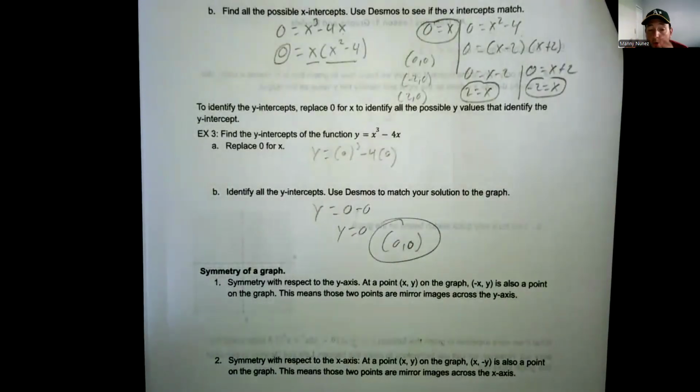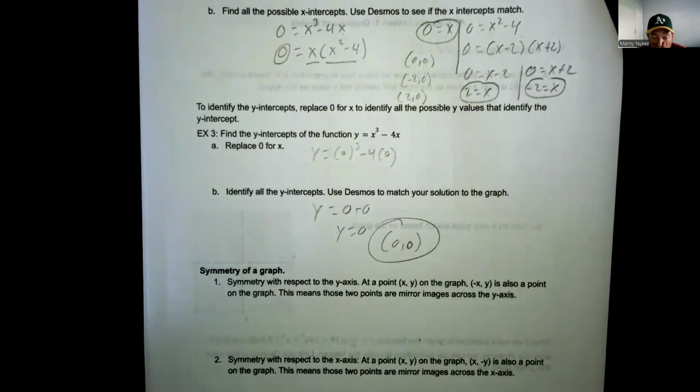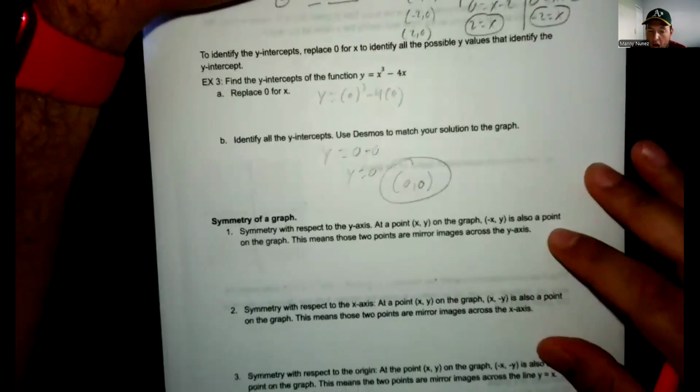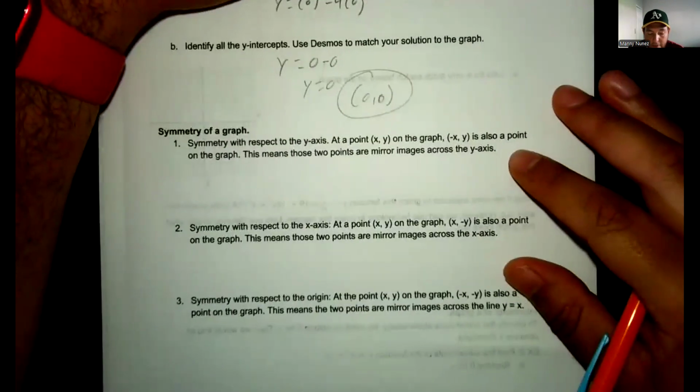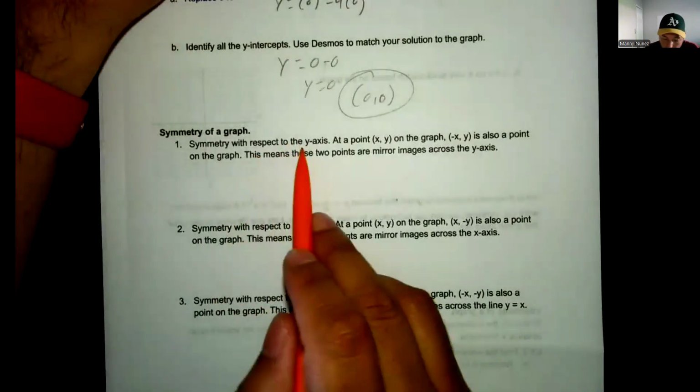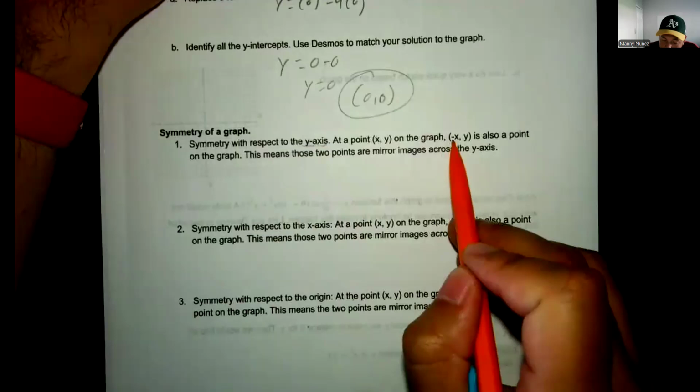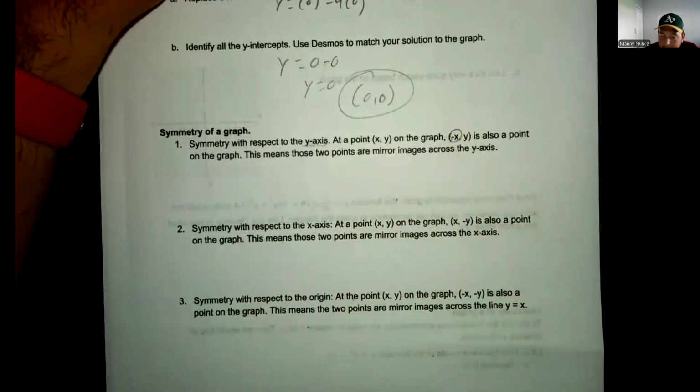Okay. Moving on now to the symmetry of a graph, right? When we think about symmetry, we're thinking about how both sides, if I were to cut it in half, would be exactly the same. Now, here is the kicker. When we talk about symmetry with respect to an axis or the origin, what I tell my students is we always want to think opposite, okay? So if you look at the symmetry of a graph, the first one is symmetry with respect to the y-axis, right? This means the x value would be its opposite.